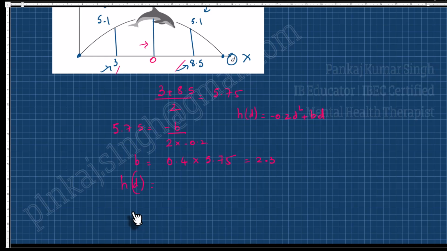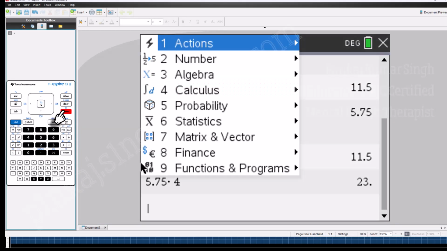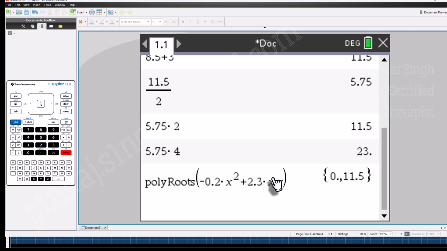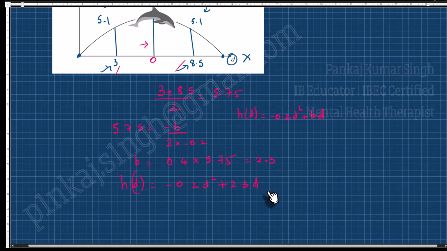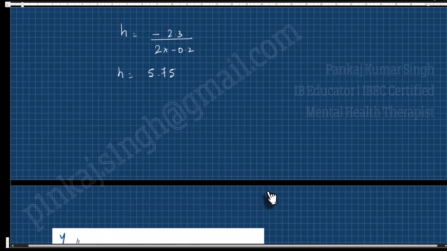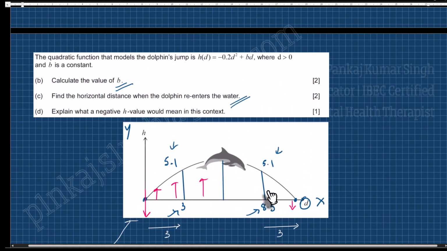And after this point, if I wanted to find out where the dolphin is coming back to the surface, I can go to the calculator. Those are going to be the roots. So from there, I can say alpha is 0 and beta is 11.5. So two different ways of solving this question. You can choose whatever method is suitable and what you feel comfortable with.